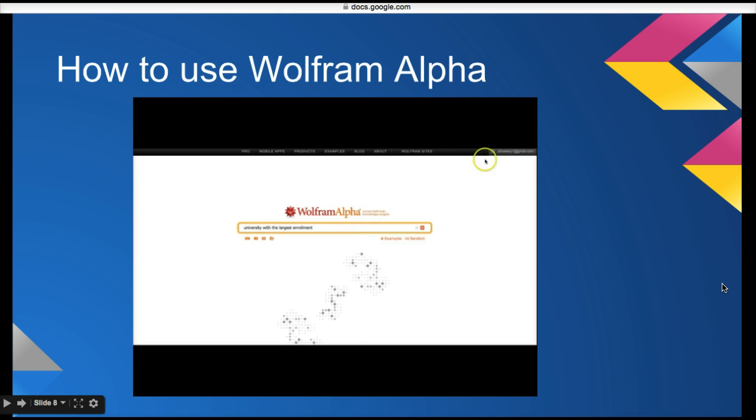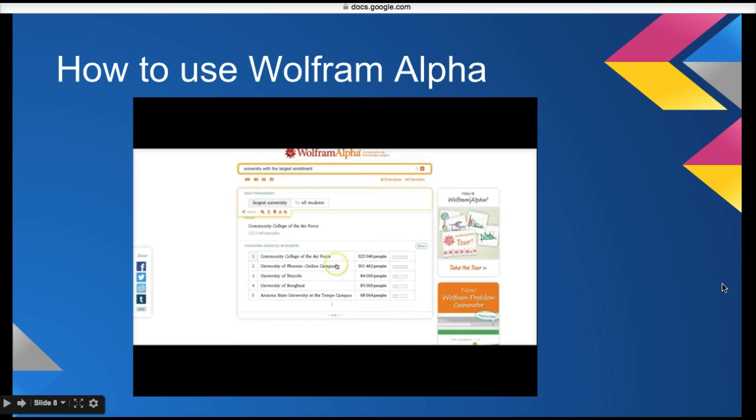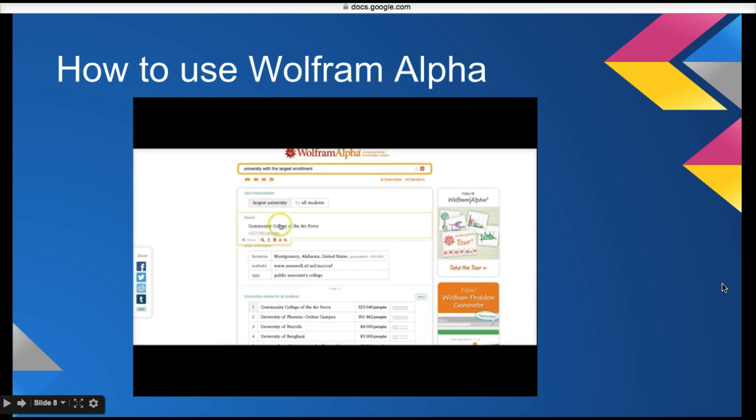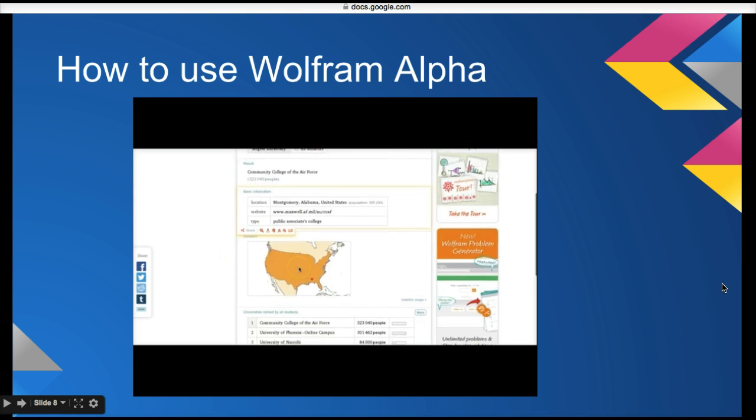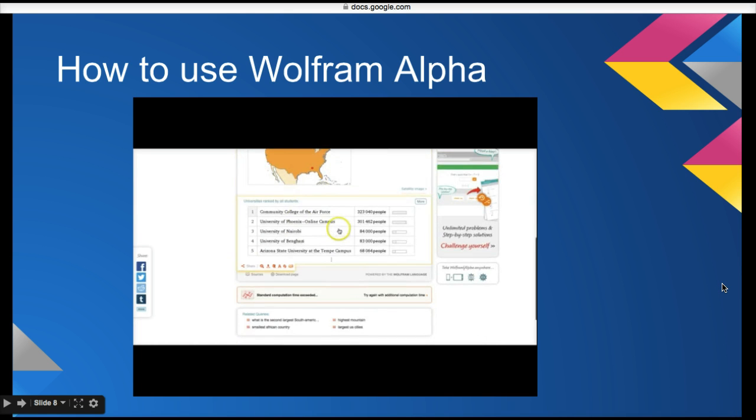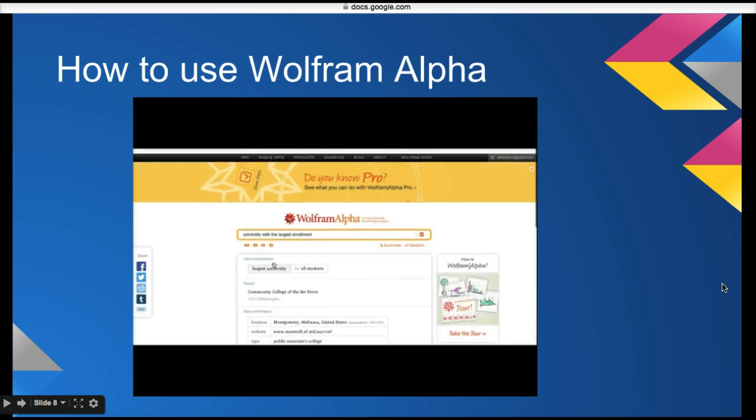Also, this site does require a login, so you sign in with your username and password. You can create a new account. It's real easy. You can create the account, and then you can just use it as a search engine. So now it's showing us that the Community College of the Air Force has the highest enrollment, and it'll show you where it is and other stats about it.